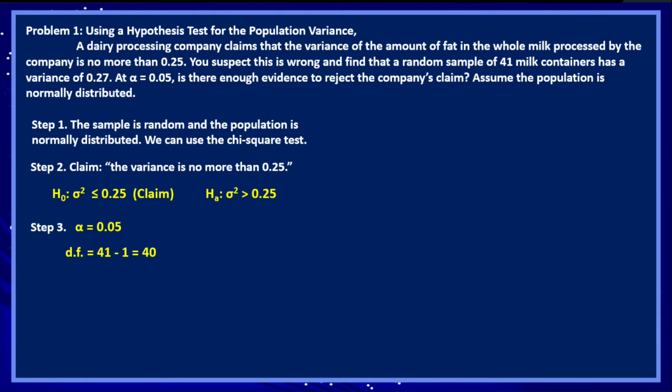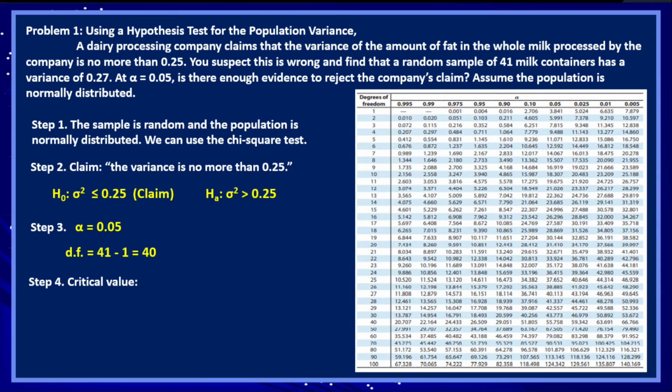In step 3, since our alternative hypothesis is using a greater than sign, our test is a right-tailed test. The level of significance is 0.05 and the degrees of freedom are df equals 41 minus 1, which is equal to 40. So for this step, use the level of significance, which is 0.05, and the degrees of freedom, which is 40, to get the critical value using the chi-square distribution table.